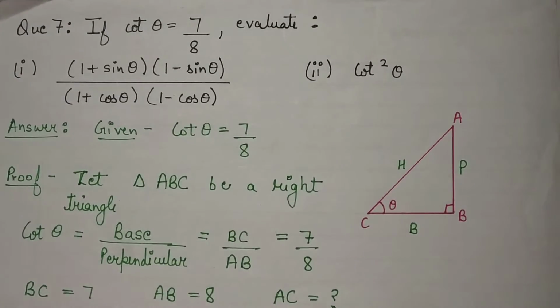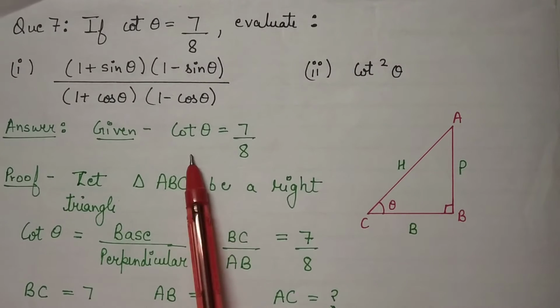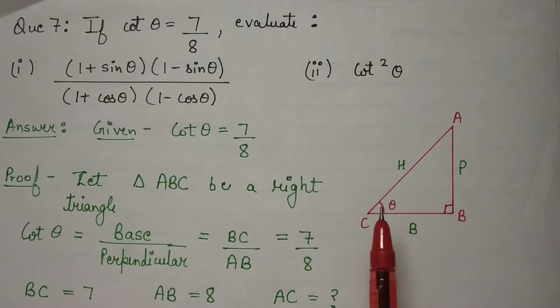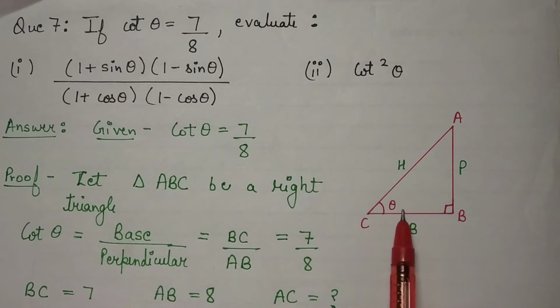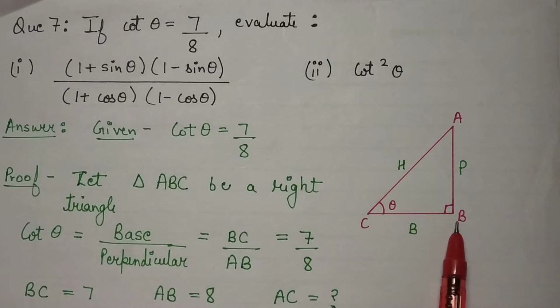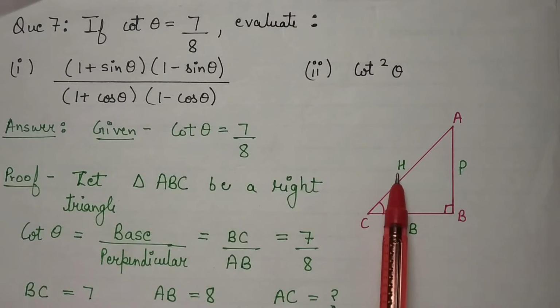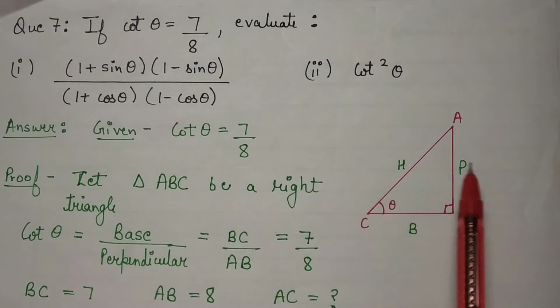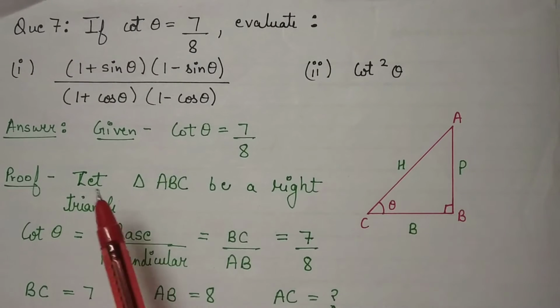If cot theta is equal to 7 by 8, evaluate the following. Cot theta is equal to 7 by 8. Firstly, draw a rough figure. Mark an acute angle theta. Take a right angle triangle. Now opposite to the right angle is the hypotenuse and adjacent to theta is the base. Opposite to theta is the perpendicular.